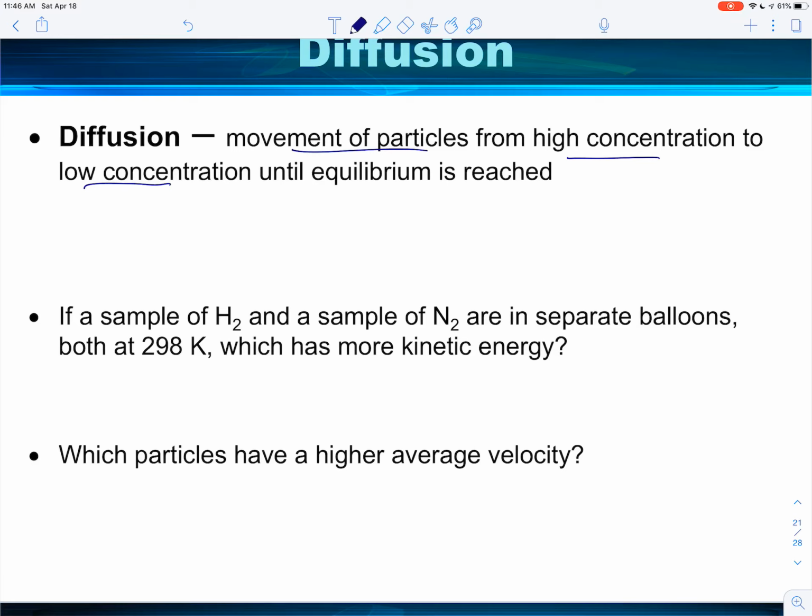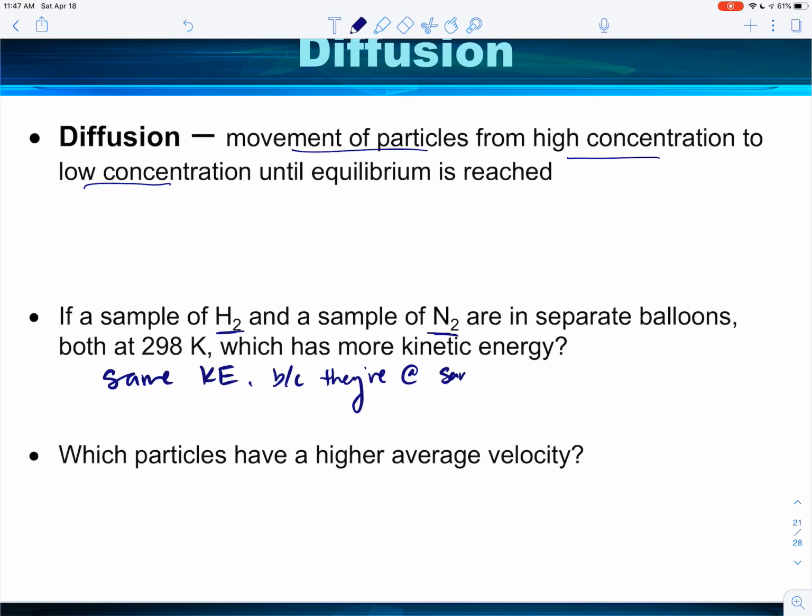Okay, so if a sample of H2 and a sample of N2 are in separate balloons, and they're both at the same temperature, which has more kinetic energy? Lucas? Yes, they have the same kinetic energy. This is something that you can plan to see later in an environment that matters. So they have the same kinetic energy because they're at the same temperature.